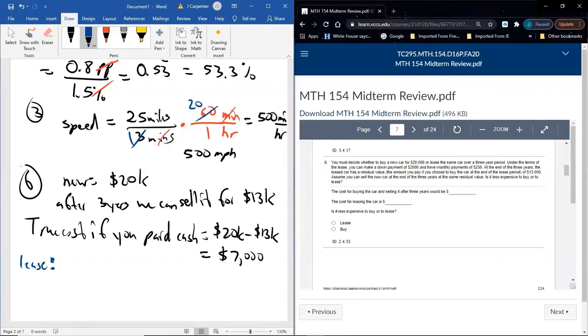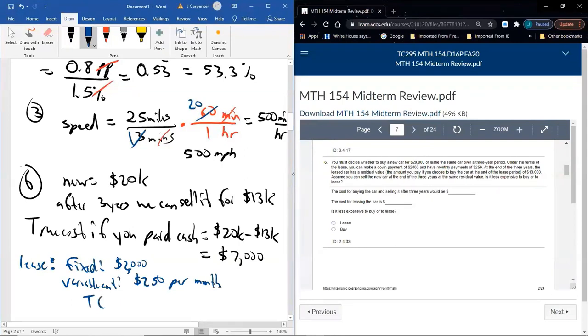Okay. So what is this lease scenario? So we got to put 2,000 down. That's a fixed value. We're going to pay that 2,000. And then we have a variable value that we're going to pay every month, $250. That's $250 per month. So I could actually set up a total cost equation for this. That's not the point of the problem, but I could do this if I wanted. For any month, your total cost would be the variable amount, 250 times X, plus the fixed amount, your down payment of 2,000, where X is in months.